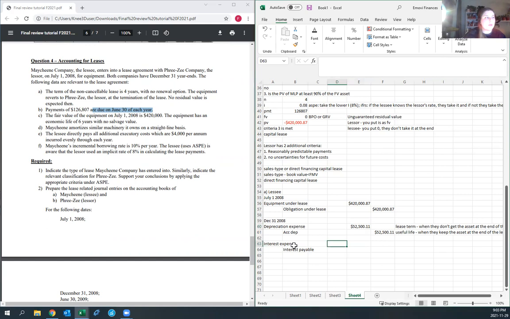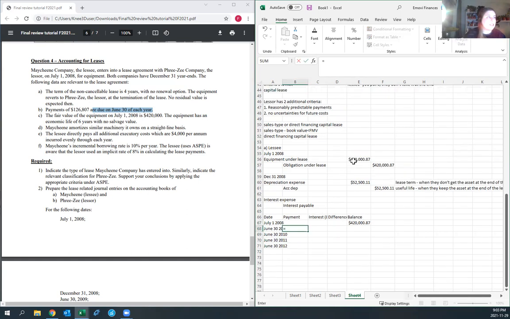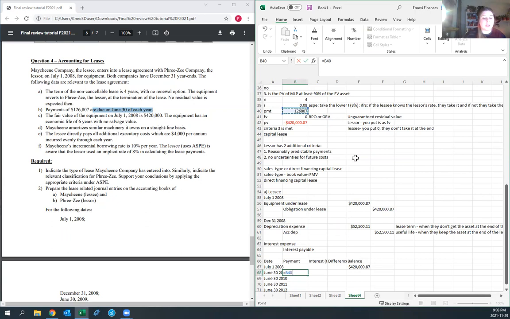No problem. So here what I'm going to do is a little schedule. So I'm going to put my dates, payment, interest, which is 8%, difference, and balance. On July 1st, 2008, my balance is 420,000. I'm going to calculate for June 30th, 2009, June 30th, 2010, June 30th, 2011, June 30th, 2012. So for the 4 years, my payment each time is my minimum lease payment of 126,000.